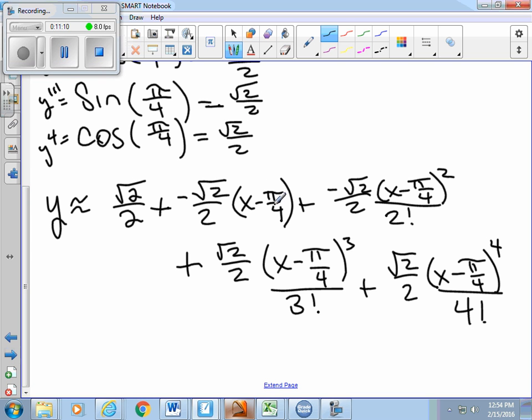This polynomial would better approximate if I were trying to approximate something close to pi over 4 compared to something close to 0. This one would do a better job.